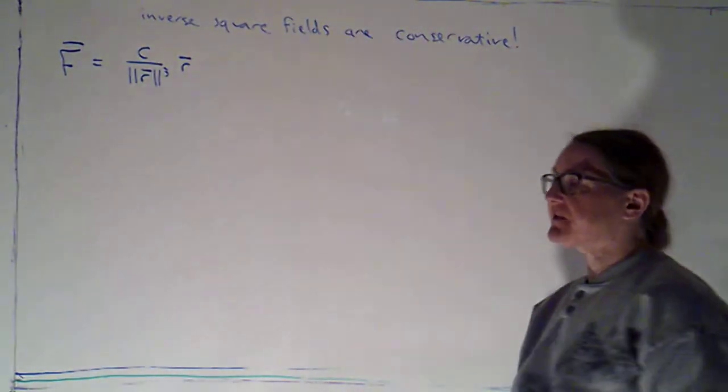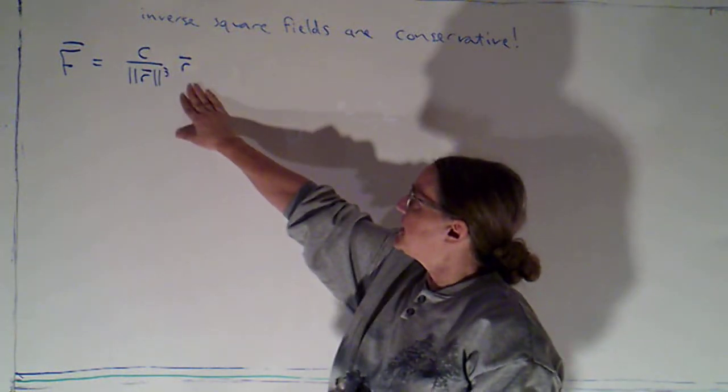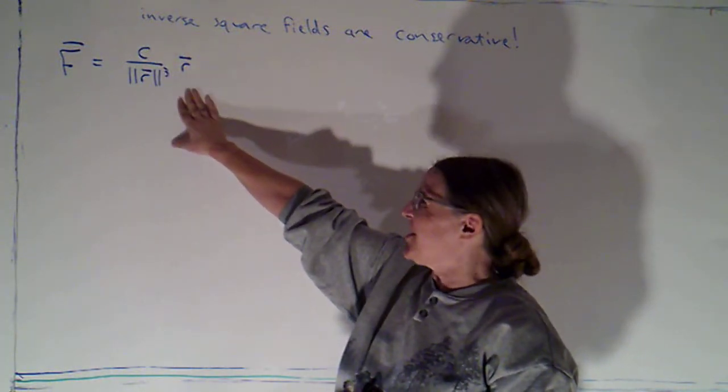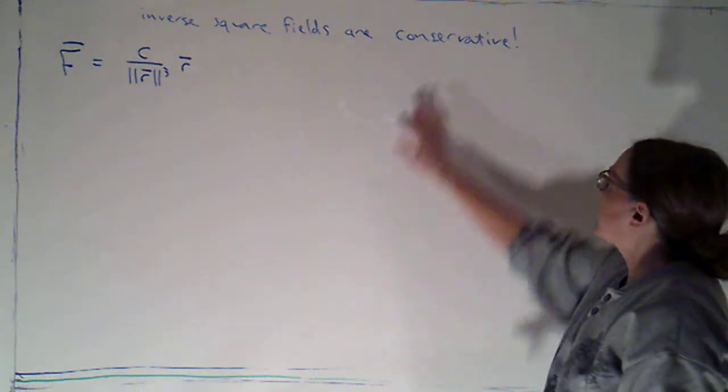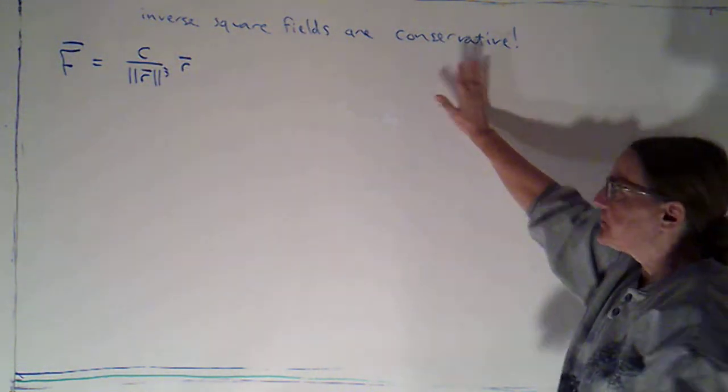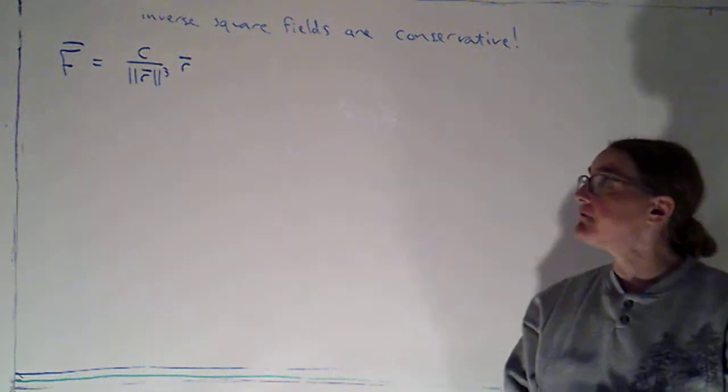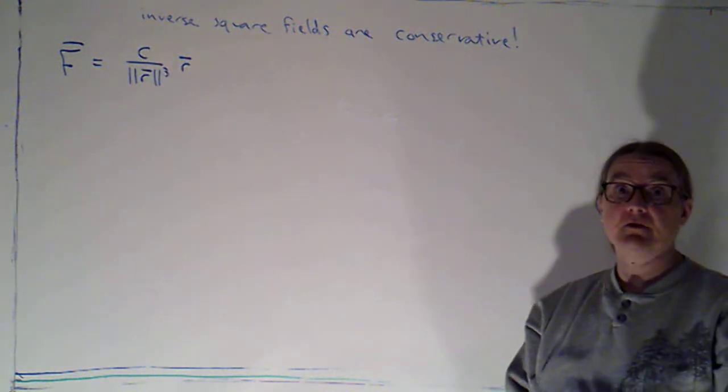Okay, so we've been talking about some important examples of vector fields. One of them was an inverse square field. This is sort of my generic inverse square field here. And then in the last video, we were also talking about conservative vector fields. Well, what we're going to see right now is that inverse square fields are conservative.